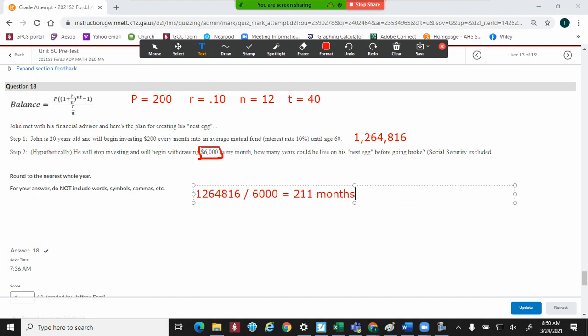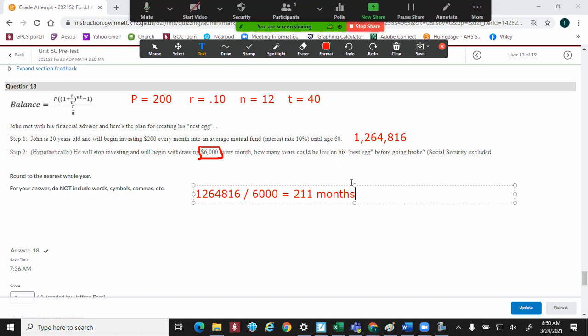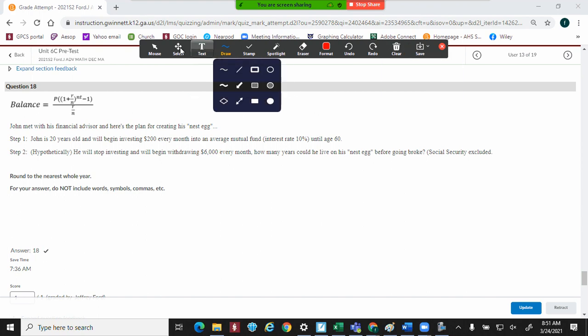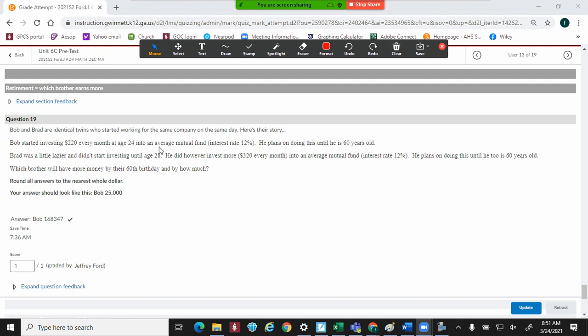Now, this isn't including insurance or interest, so this could actually be extended, but we're just looking at things hypothetically. The question is asking, convert that to the whole year, meaning how many years could he do that? So 211 divided by 12, you do the math, and you get basically 18 years. So he would be able to live 18 years on his nest egg, hypothetically speaking.